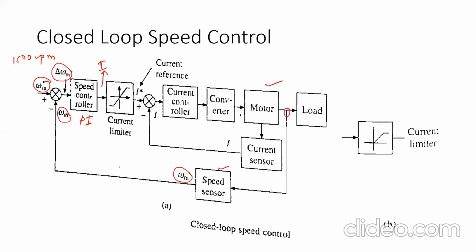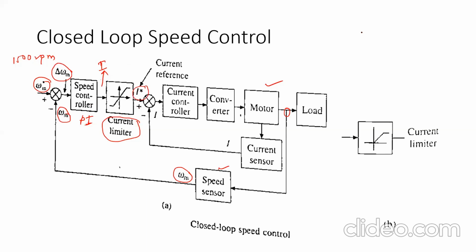So the output of the speed controller is the current. In some cases it may be a torque. This current is given to the current limiter. The current limiter will check whether the value of current is below the permissible limit. We give the limit for protection of the motor. Whatever current is set by the speed controller must not be beyond the limits. So the current limiter's output is I star.